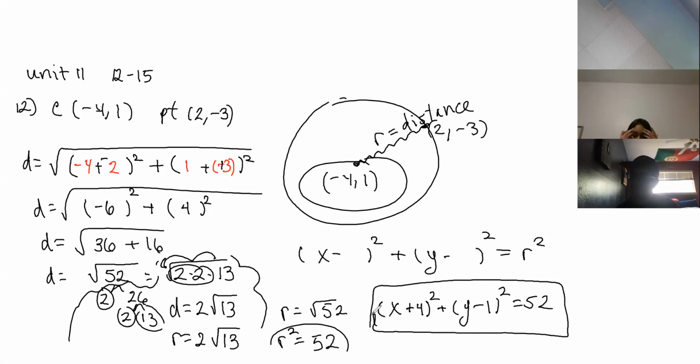Any questions on that one? Nope. Andrea, any questions on that one? I was just confused because of the point. I forgot how to do that. Yeah, it's not horizontal or vertical when you plot them, so you can't just count how far over. You actually have to do the distance formula. Okay, can I erase? Yeah, you're good.